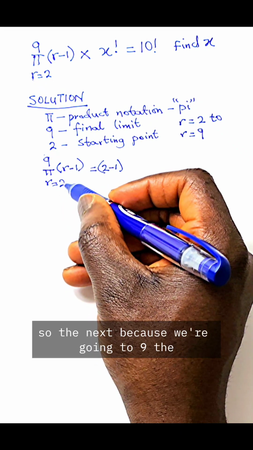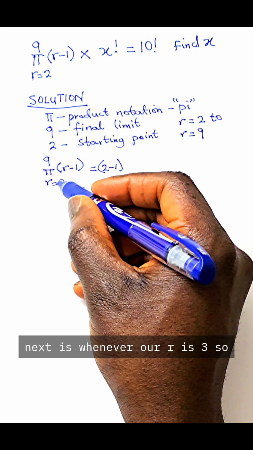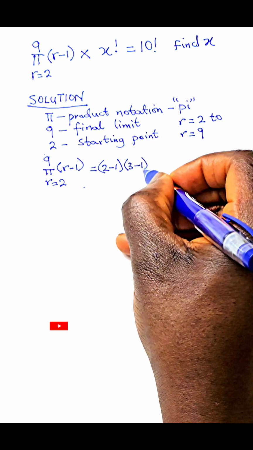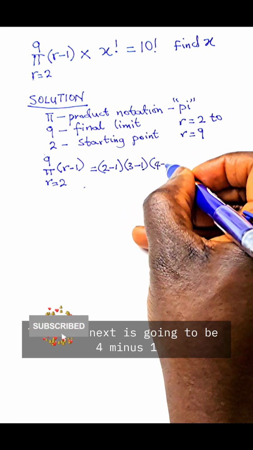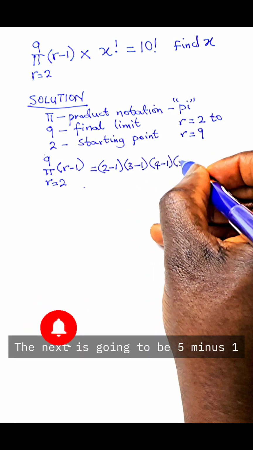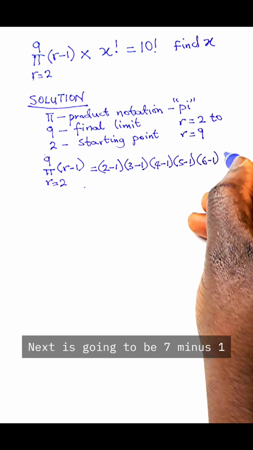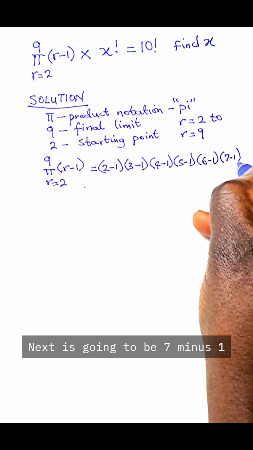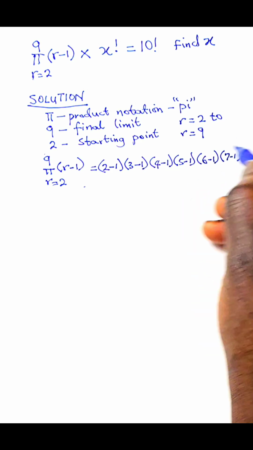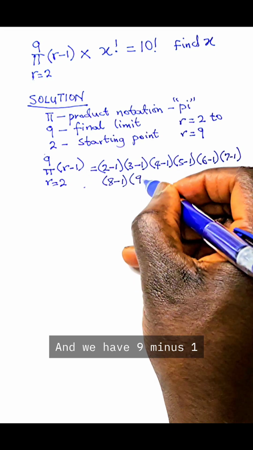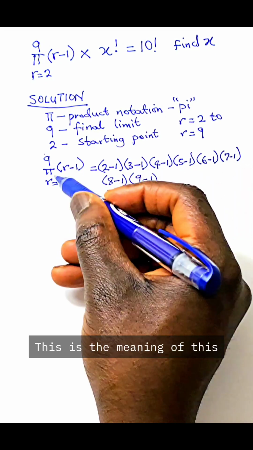Because we're going to 9, the next is whenever our r is 3. So that means we're going to have 3 minus 1. Then the next is going to be 4 minus 1, the next 5 minus 1, then 6 minus 1, then 7 minus 1, and we have the next as 8 minus 1, and we have 9 minus 1. This is the meaning of this.